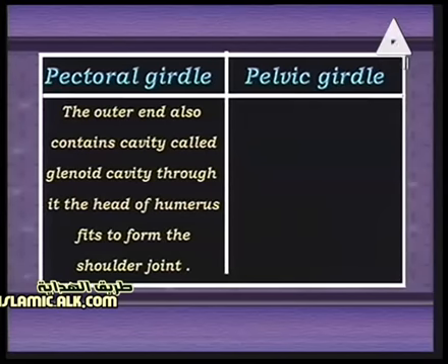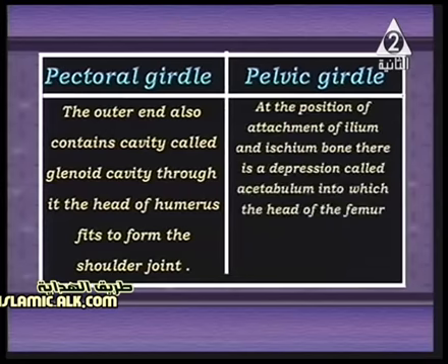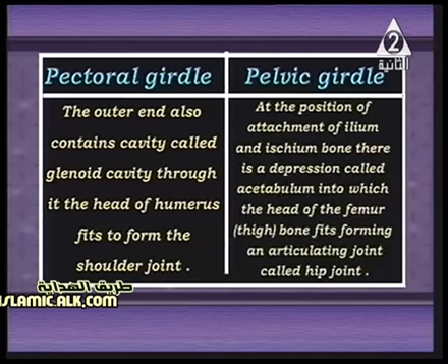Okay? While in case of the pelvic girdle, at the position of the attachment of ilium and ischium, there is a depression. This depression is called acetabulum, and I'm going to show the acetabulum depression by picture, okay? Into it fits the head of the femur. Do you remember the femur? Yes, the largest bone that supports the lower limb. The thigh bone fits, forming what? An articulating joint called the hip joint.